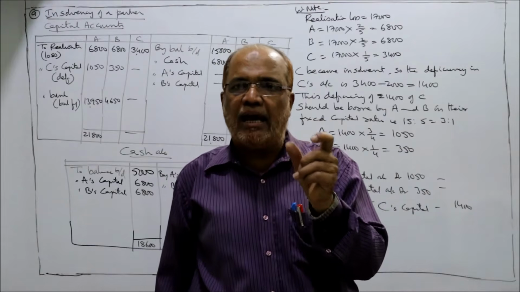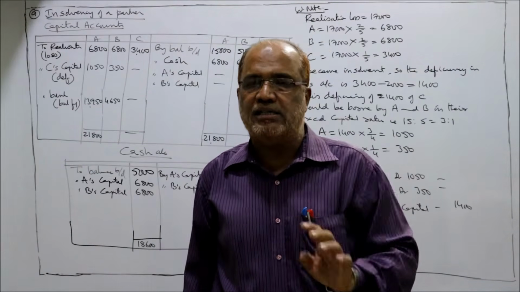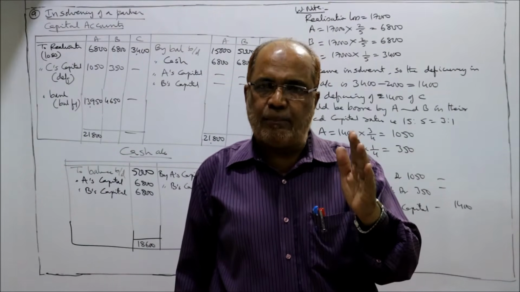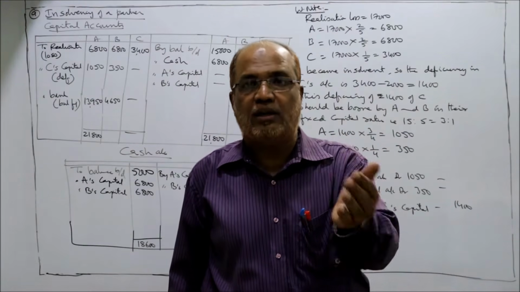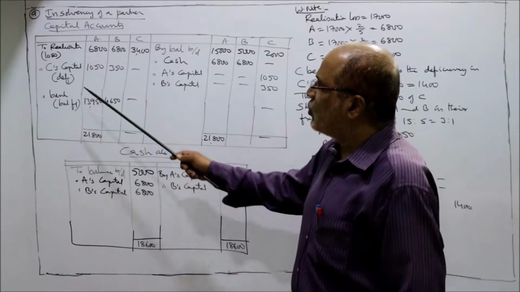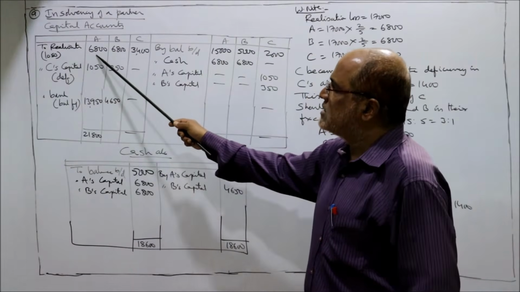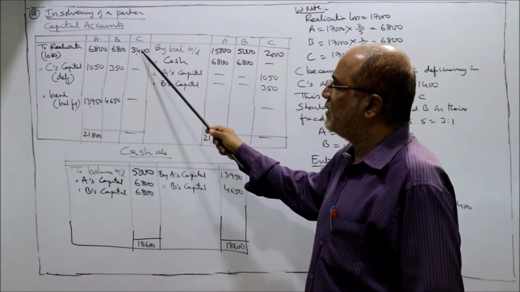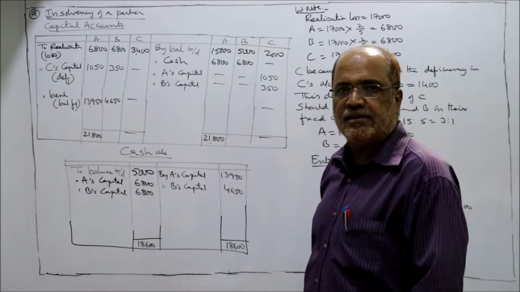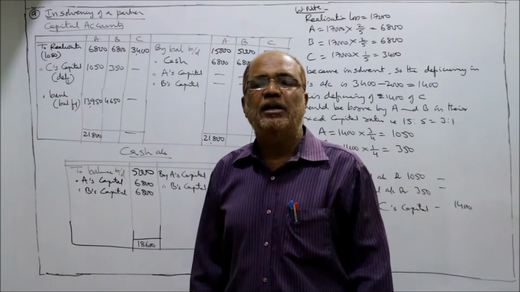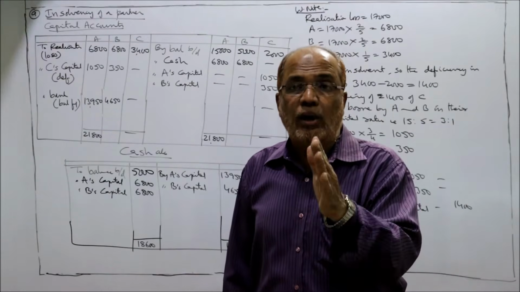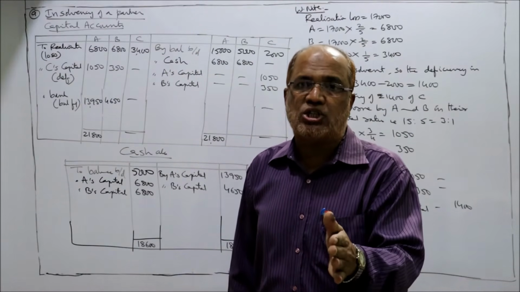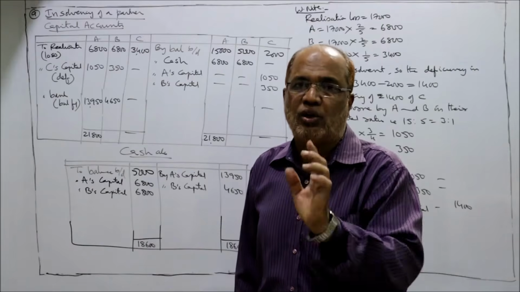So what is the entry? Partners' capital accounts debtor to realization. A's capital account debtor, B's capital account debtor, C's capital account debtor to realization. So we will debit all three, for realization loss 6,800, 6,800, 3,400. That's it. Now one of the partners has become insolvent, C. Solvent partners are A and B. So A and B should bring cash equal to their share of loss.